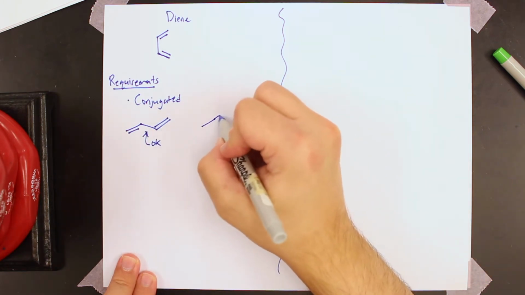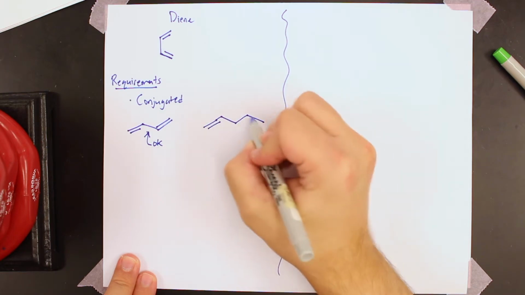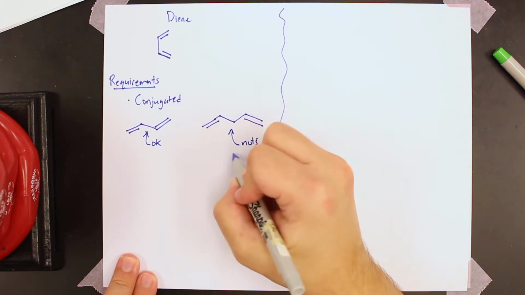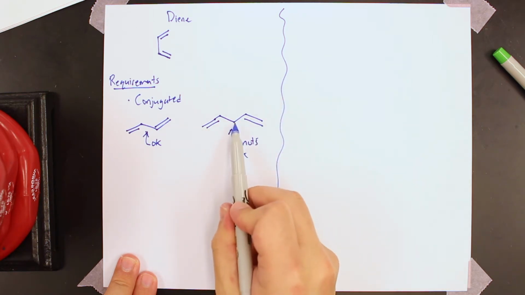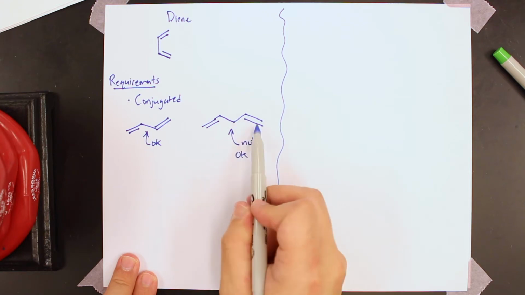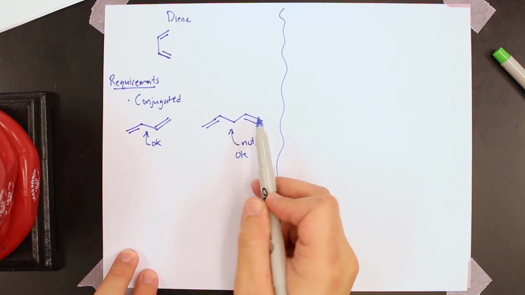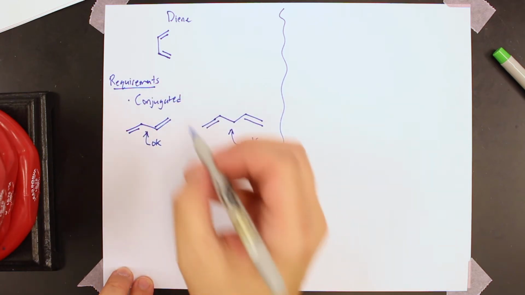However, if you have an example like this, say you have a diene that looks like this, this is an example that's not okay. This is not a conjugated system, because you'll notice that there is a CH2, a saturated carbon, that separates the two double bonds. So in this case, this diene would not function well in a Diels-Alder reaction. So that's the first requirement.